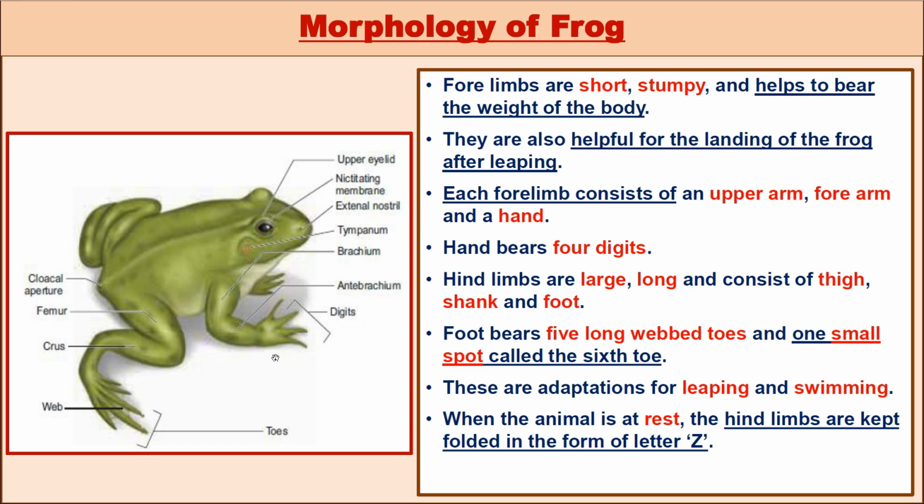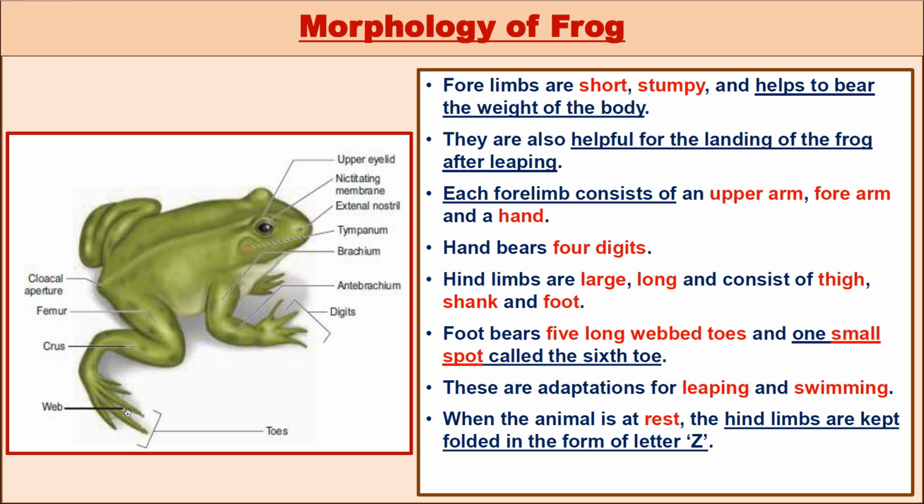The forelimb is short and stumpy, and it will help to bear the weight of the body when they are landing after a leap. And each forelimb consists of upper arm, forearm and hand. Hand bears 4 digits. Hind limbs are large and long and they consist of thigh, shank and foot.